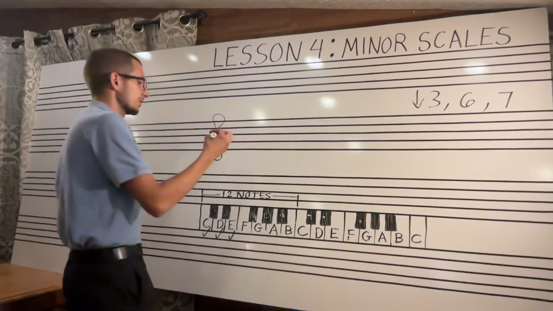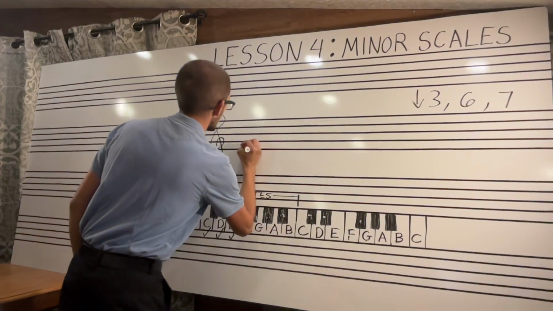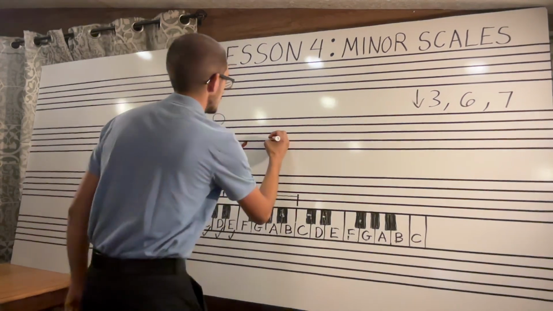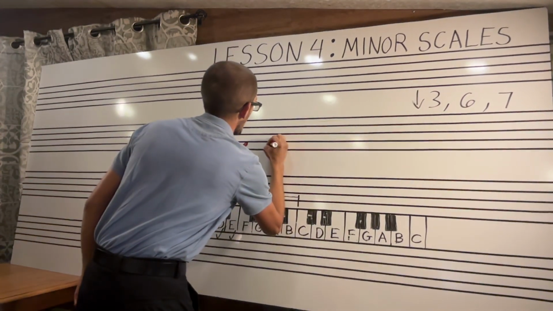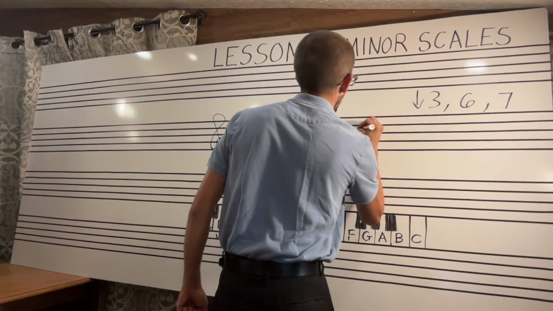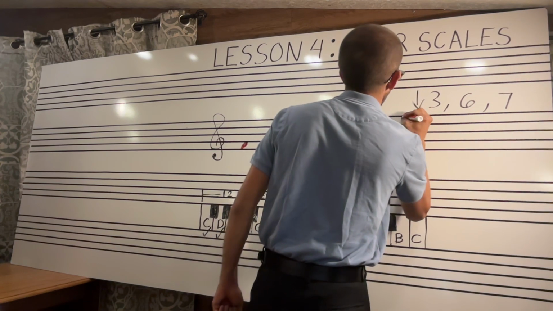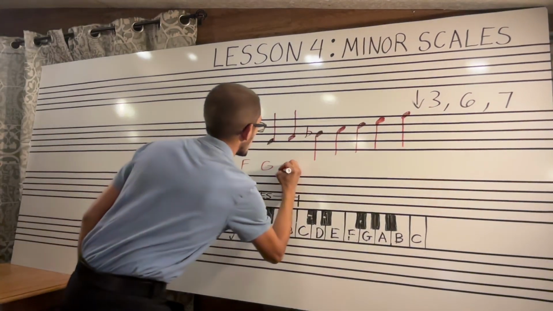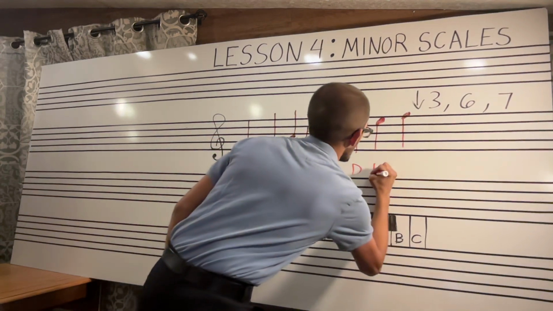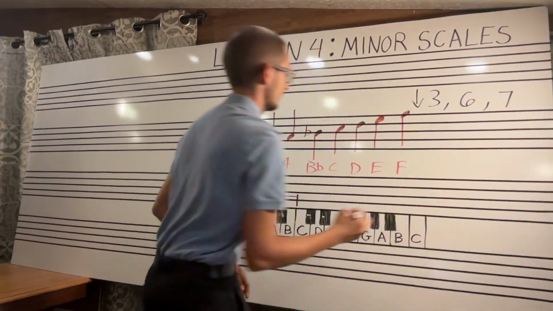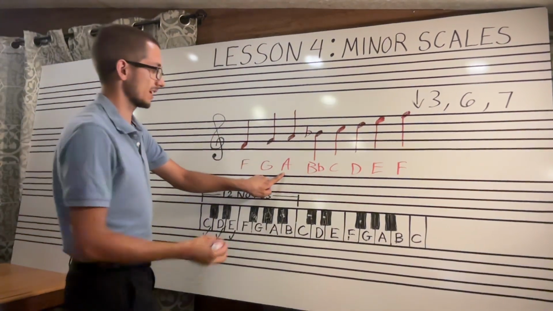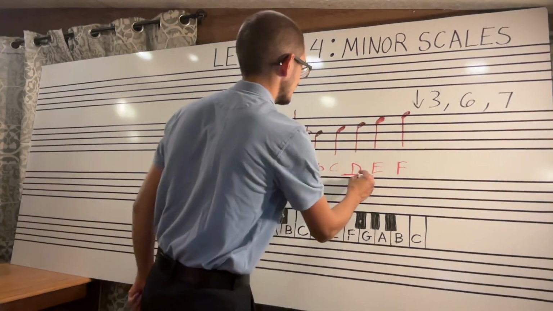F natural minor. Let's start with our F major scale. So our F major scale has the notes F, G, A, B flat, C, D, E, and F. F, G, A, B flat, C, D, E, F. Now in order to make our F natural minor scale, we need to lower this A, the D, and the E.